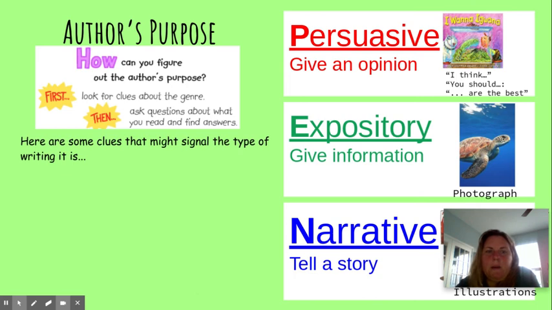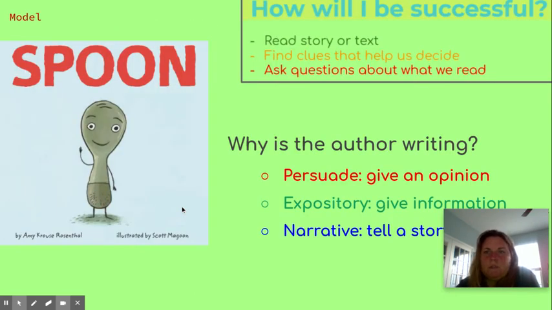Here are some clues that might signal the type of writing it is. Let's look again. Spoons. So how can we be successful? Well, we could read the story, find clues that help us decide, and ask questions about what we read. So, let's think of the story Spoons we read yesterday. Why was the author writing Spoons? Was he trying to persuade us or give us an opinion? Was he trying to give us information?